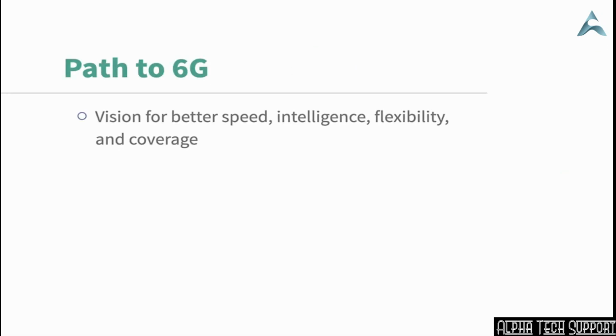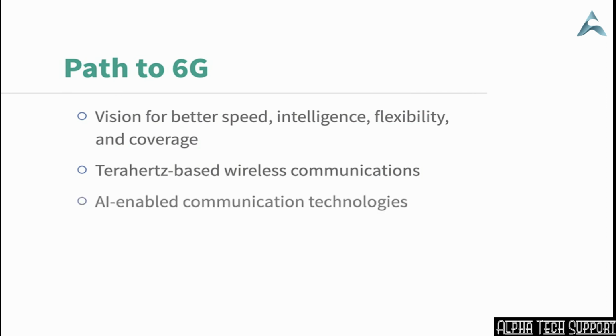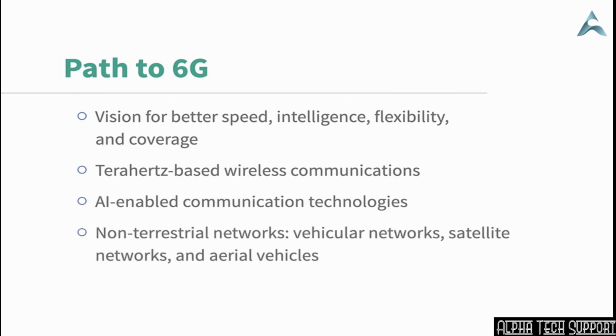The sixth generation of telecommunications, or 6G, is expected to provide better speed, intelligence, flexibility, and coverage than 5G. To make this possible, standardization groups are considering the use of new enabling technologies, such as terahertz-based wireless communications, AI-enabled communication technologies, the non-terrestrial networks for 6G, and the flexibility of interacting vehicular networks on the ground, satellite networks in space, and aerial vehicles in the air.